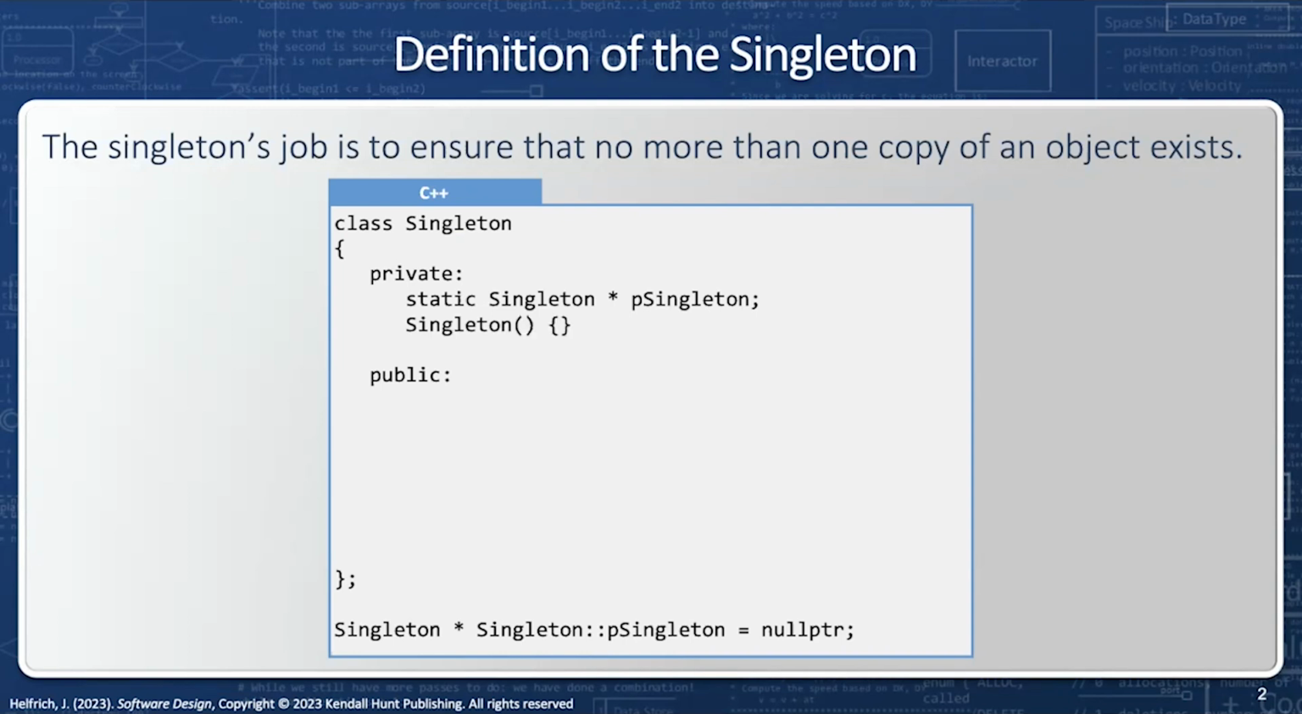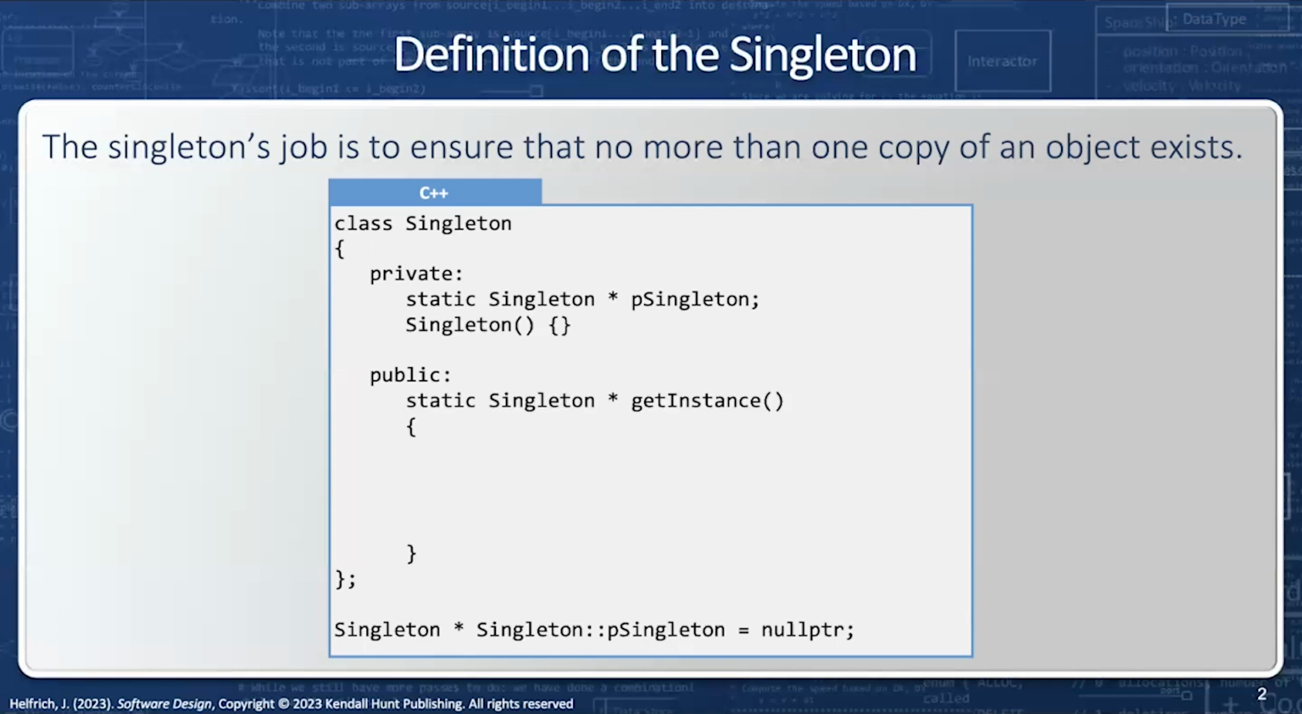null pointer. Next, I'm going to have a constructor and it'll be private. And this is a very important detail because the constructor is private. That means that no one else can instantiate a version of this object. If I don't declare a constructor as private, then C++ will generate a public one for me, and then suddenly I lose the whole ability to do so.